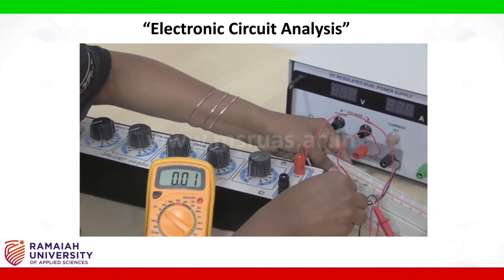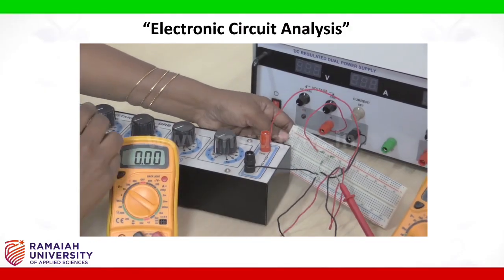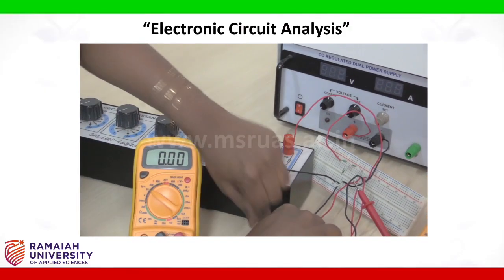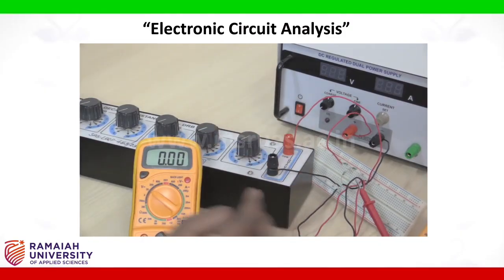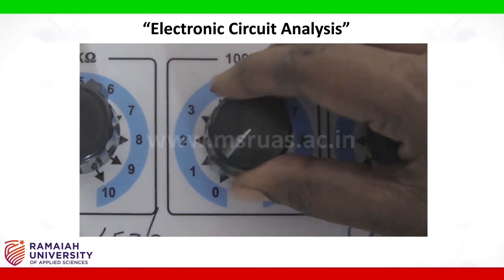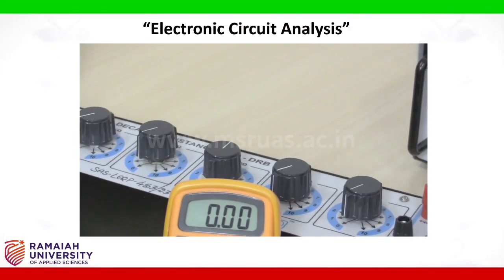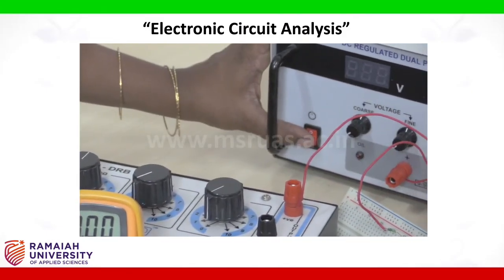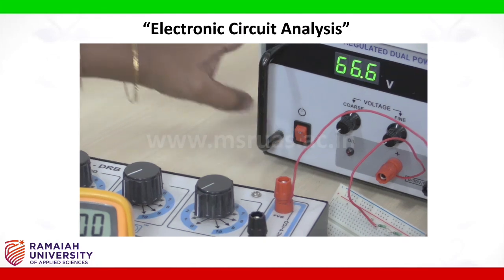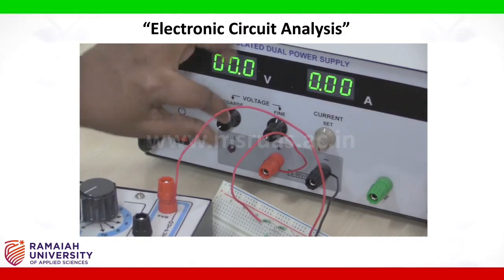Now the DRB setting, let that be 500 ohms. Now switch on the power supply. Put 10 volts as voltage setting.